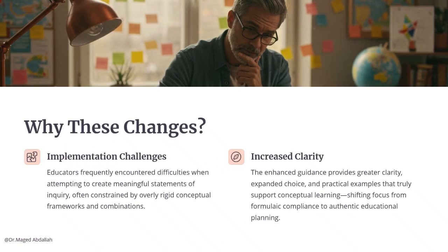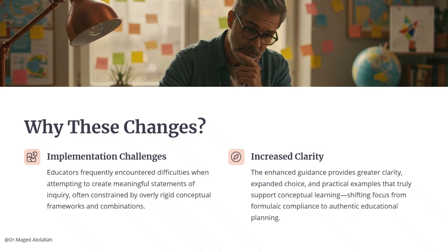So why was this shift necessary? Feedback showed that teachers found constructing statements of inquiry, especially combining key concepts, related concepts, and global contexts, confusing and forced. The IB has responded by reducing that pressure and focusing on what truly matters, developing deep conceptual understanding. With more flexible structures, we can prioritize meaningful learning rather than mere compliance.